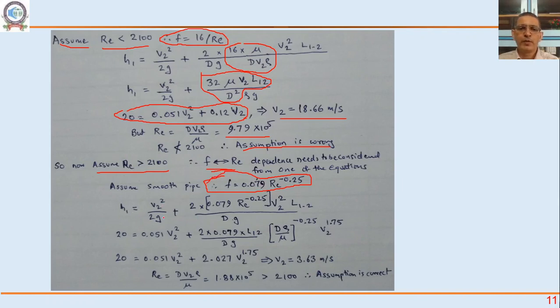So H1 would be V2 square by 2g, 2f, that's the expression, velocity square L divided by D g. Put the values: 20, 0.051 V2 square, 2, 0.079, L12, D g, D rho by mu raised to minus 0.25, and velocity raised to minus 0.25 and velocity square I have combined as velocity raised to 1.75. If you simplify, you will get 20, 0.051 velocity square, 2.027 velocity raised to 1.75. Now we can solve this and get a value of V2. Either we can solve on a calculator, or let me just show you how to solve in Excel.